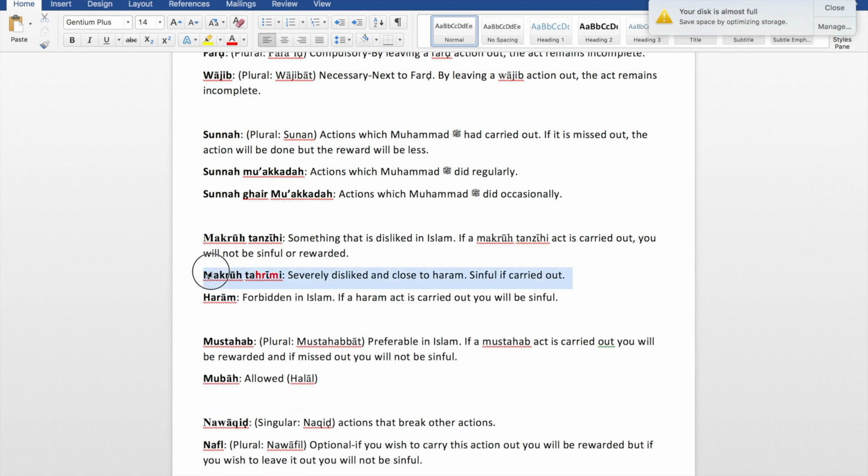Okay, so makruh tahrimi and haram, in terms of doing them, they're exactly the same. Just how you'll be sinful for doing a makruh tahrimi, you'll be sinful for doing a haram as well. Haram is something which is forbidden in Islam. If a haram act is carried out, you will be sinful.